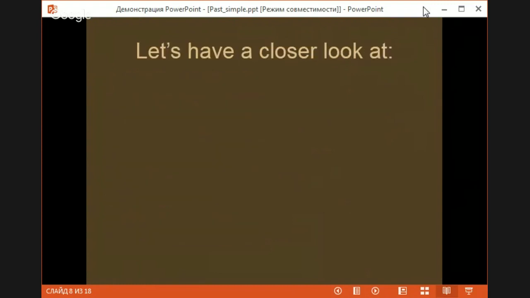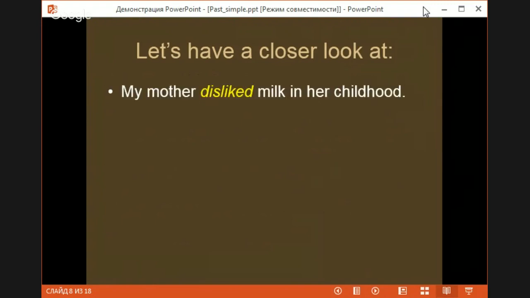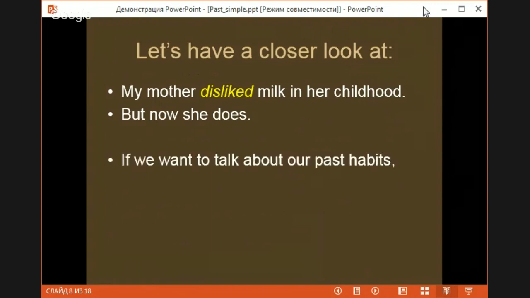We will have now a closer look at one sentence. My mother disliked milk in her childhood. Well, I hope all of us, not only my mother, but also you and my colleagues and I, we all have some memories from our childhood or school years or student years. We can say that my mother disliked milk in her childhood, but now her habit is different. Now she does.